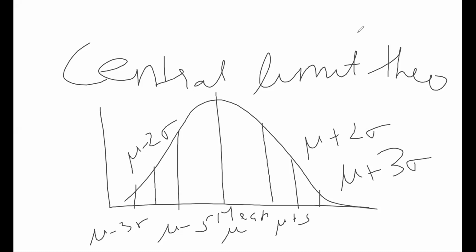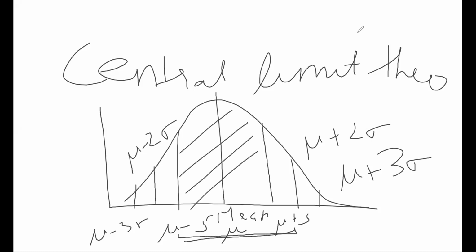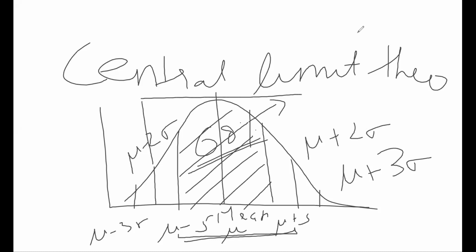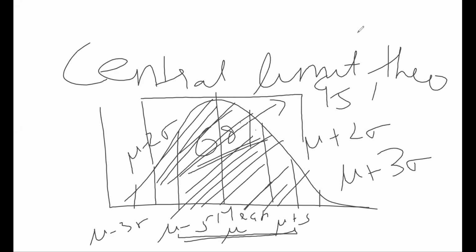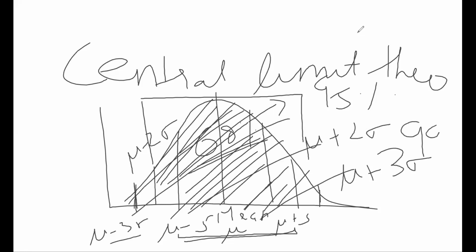So what does it mean? If we take the range from mu minus sigma to mu plus sigma, we are 68% sure, like our confidence interval is 68%. If we take the range from mu minus 2 sigma to mu plus 2 sigma, we are 95% sure. And if we take mu minus 3 sigma to mu plus 3 sigma, we are 99% sure.